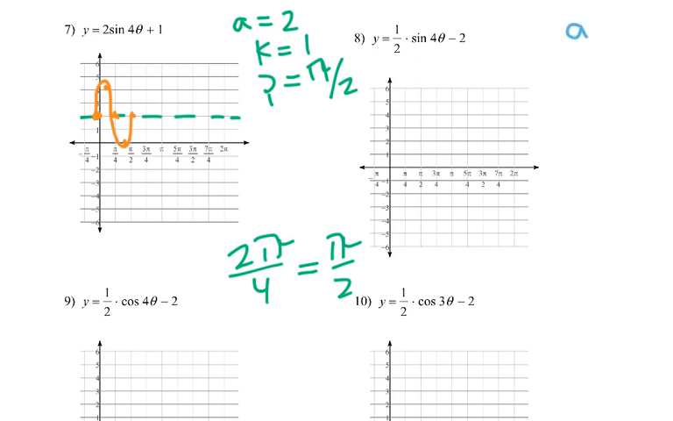Okay, number 8, amplitude of 1/2, midline of -2, and period, we just did it once, so pi halves. So start out at -2, then on the midline, then at pi halves, we're also on the midline, in between, we're still on the midline, then we go up about half and down about half. So, looks like that.